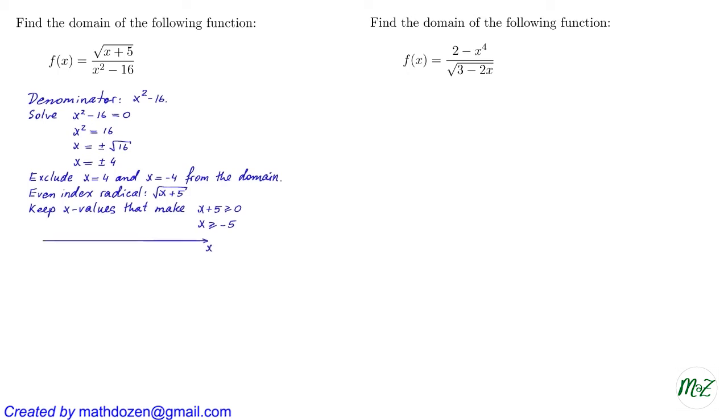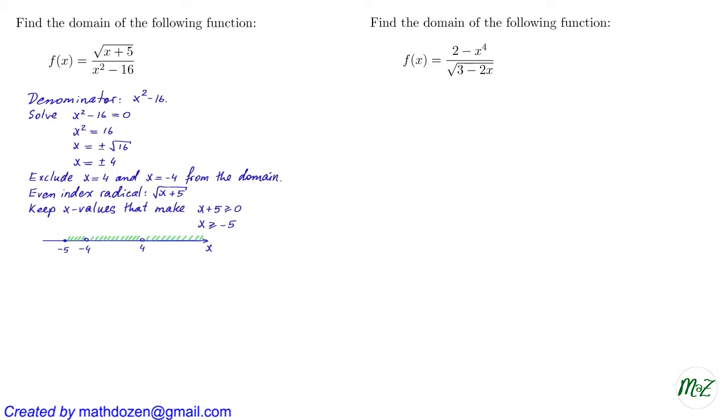Now we're going to put all of those restrictions on the real line. So first of all, we said that we're going to exclude x equals negative 4 and x equals positive 4 from the domain of the function. So I'm going to put punched points at -4 and +4. And then we said that to make the square root happy, we have to have x being greater or equal than -5. So we're going to shade everything that is to the right of -5, with the exception of -4 and +4.